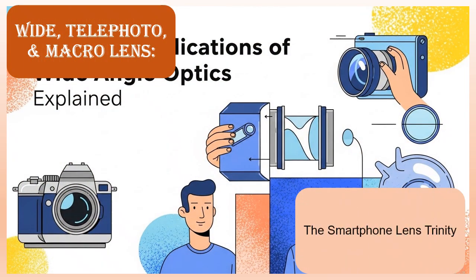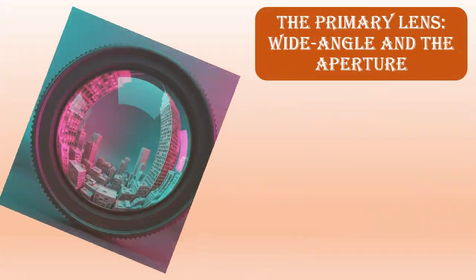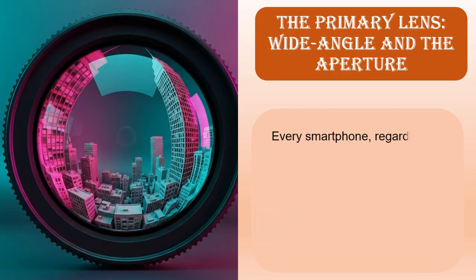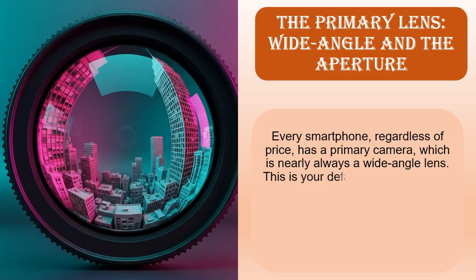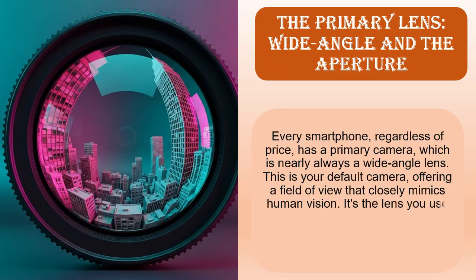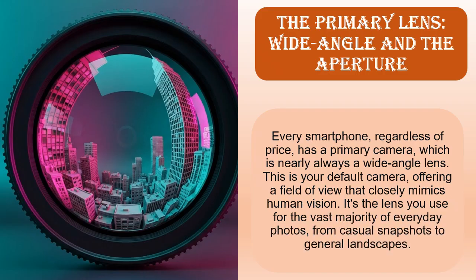Wide, telephoto, and macro lens. The smartphone lens Trinity. The primary lens, wide angle, and the aperture. Every smartphone, regardless of price, has a primary camera, which is nearly always a wide-angle lens. This is your default camera, offering a field of view that closely mimics human vision. It's the lens you use for the vast majority of everyday photos, from casual snapshots to general landscapes.